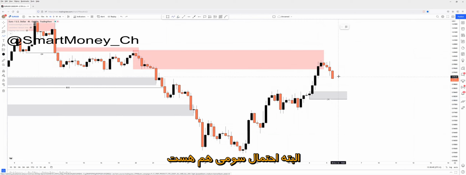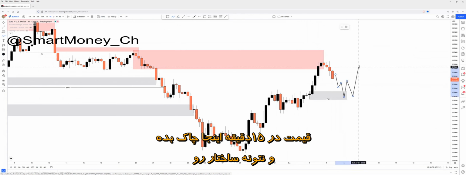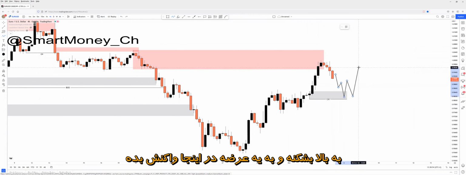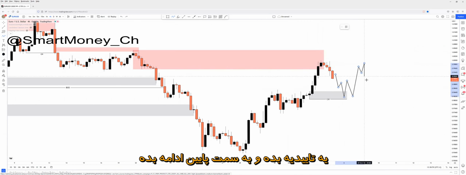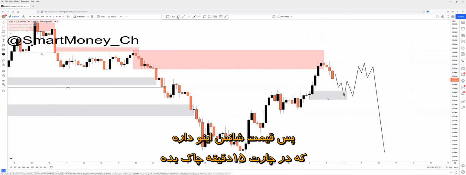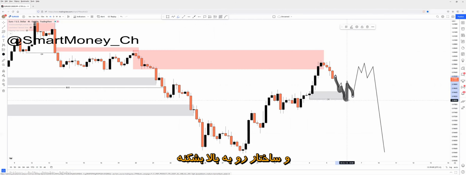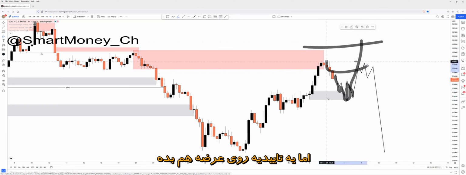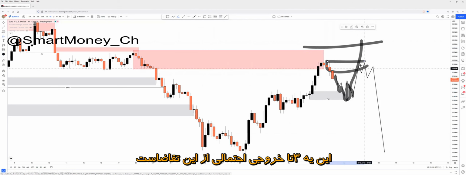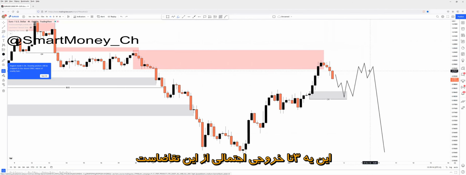But there will be a third outcome too. For example, price has a chance to create a 15-minute change of character here, fail to create the breakout structure to the upside, react on some sort of 50-minute supply zone at this region, create a confirmation, and after that, it can continue its way down. So price has a chance to create a change of character on the 15-minute chart and print a new breakout structure here to the upside, but also print a confirmation on the supply side. So these are the three outcomes that we can expect on this demand zone.